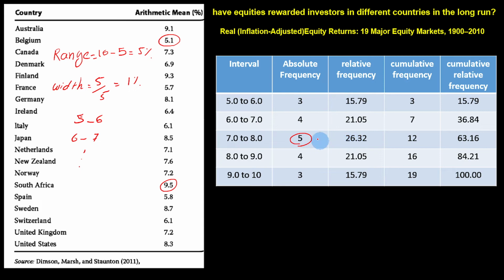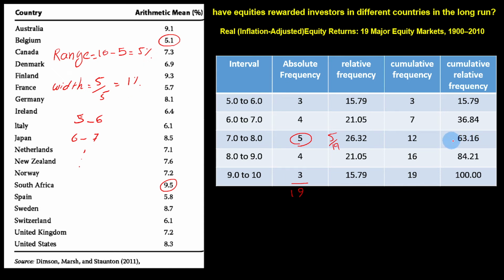And if you can recall how we find the relative frequency, the total number of observations is 19, and then 5 divided by 19, right? Okay, so more than a quarter of the returns are in the 7 to 8% interval. So that's the first thing that we can notice here. All right, now what else can I say about this table? I can also say that, following this same interval, the cumulative relative frequency of this interval is also 63.16.